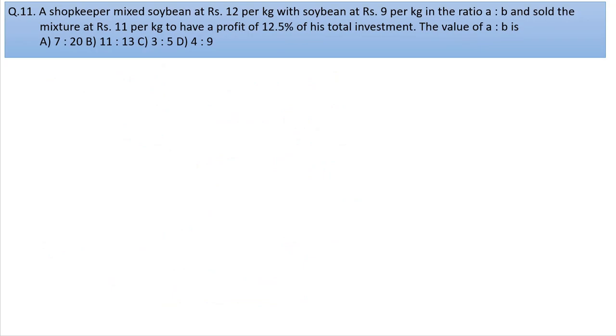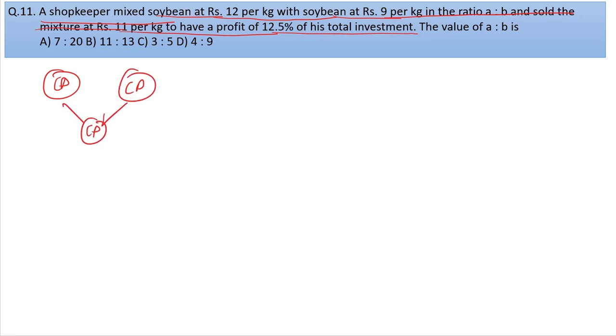In the next question, a shopkeeper mixes soybean at rupees 12 per kg with soybean at 9.9 per kg in the ratio A is to B, and he sells the mixture at 11 per kg to have a profit of 12.5% of the total investment. Here we have the formula for cost price, and then the overall cost price after the mixture, and then we get the quantity ratio.